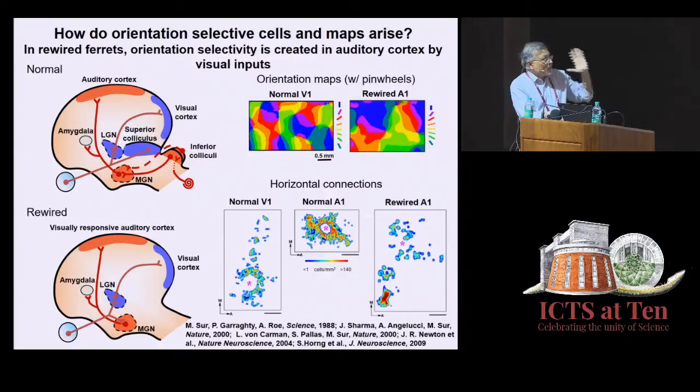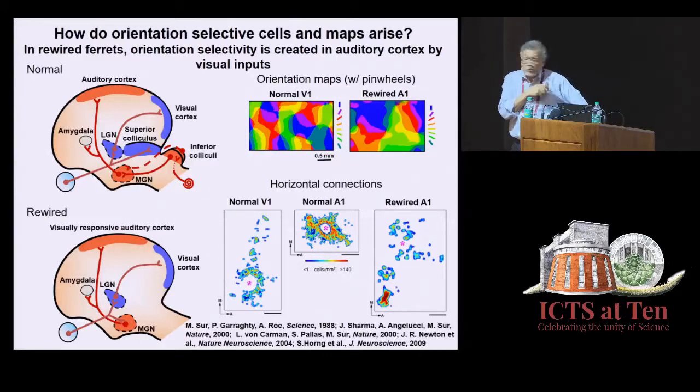And there are self-organizing feature map algorithms that show clearly that due to local excitation and long-range inhibition, you will get pinwheels. And the rewired auditory cortex that was never made to see creates orientation selective cells. These are just the color codes that simply say that a pixel here has this orientation, a pixel here has this orientation, and so forth, when we record using optical imaging, which is a tool for imaging the brain.